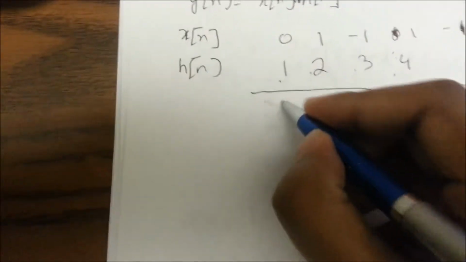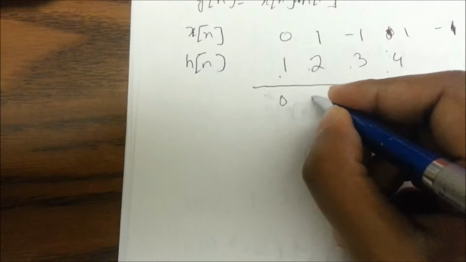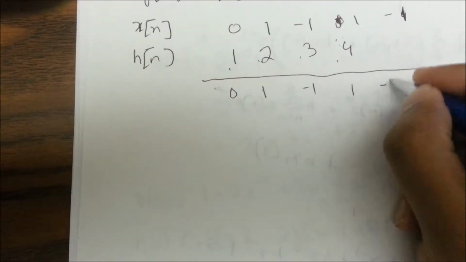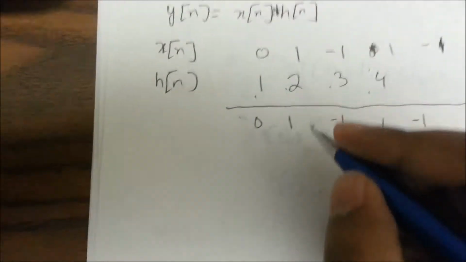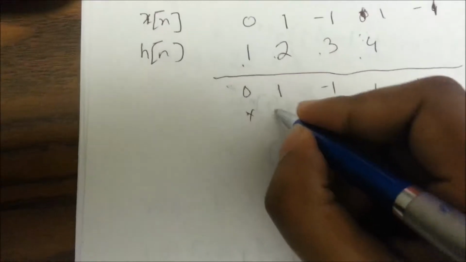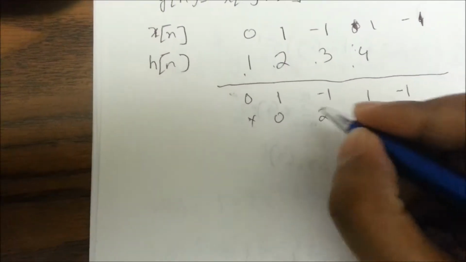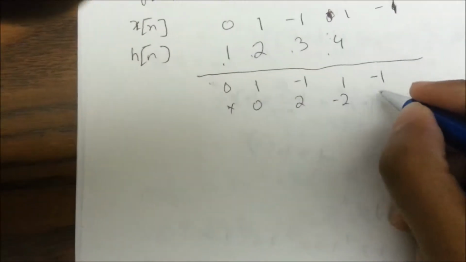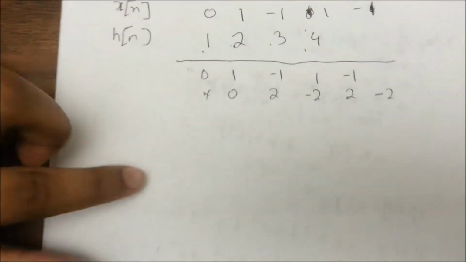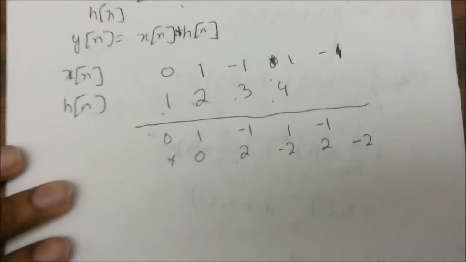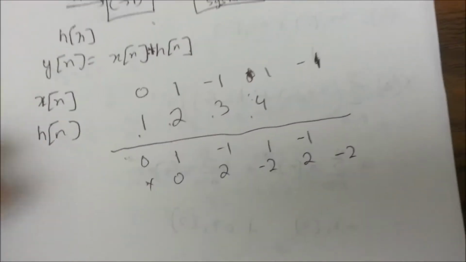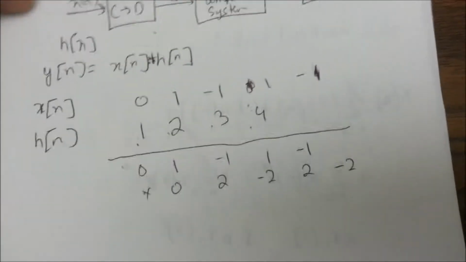So for the first line, you get 1 times 0 is 0, 1 times 1 is 1, 1 times -1 is -1, 1 times 1 is 1, 1 times -1 is -1. Then for 2, you leave a space here, and you get 2 times 0 is 0, 2 times 1 is 2, 2 times -1 is -2, 2 times 1 is 2, then -2, and so on. You keep doing this, and then you add them up. It's a very tedious process, especially if it's a long signal.